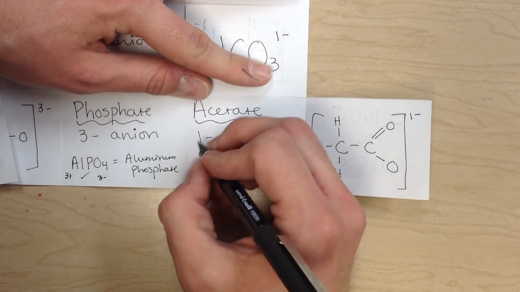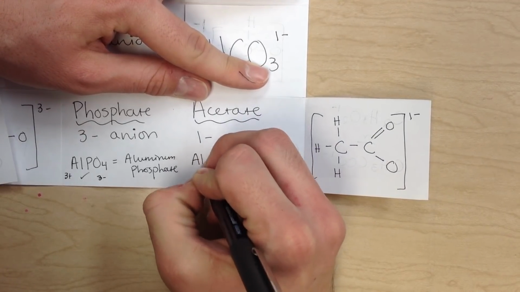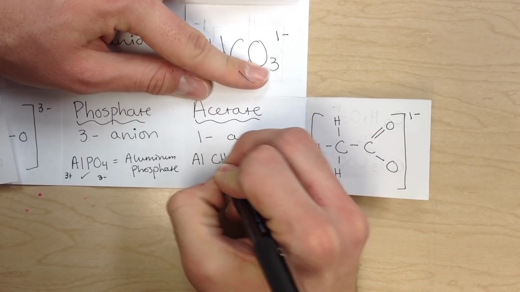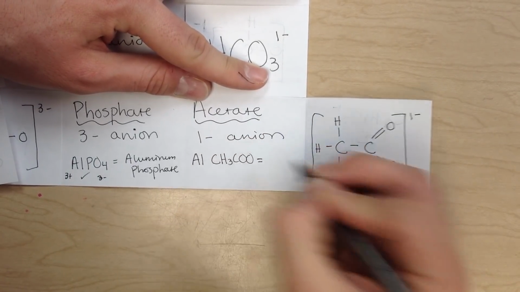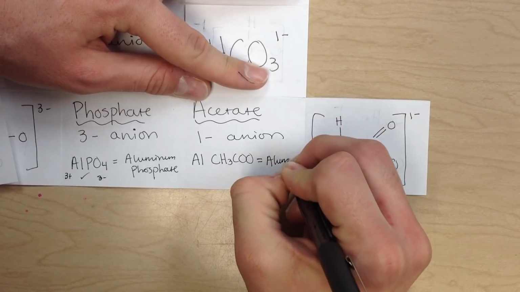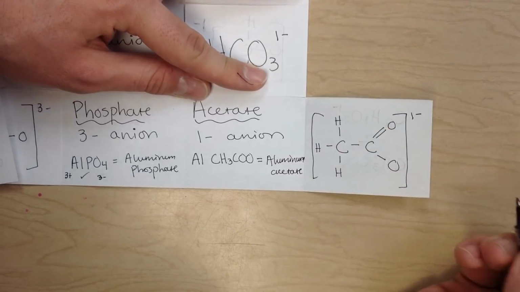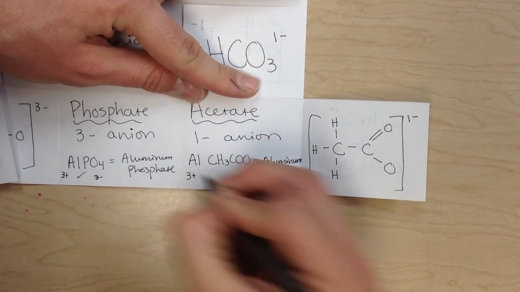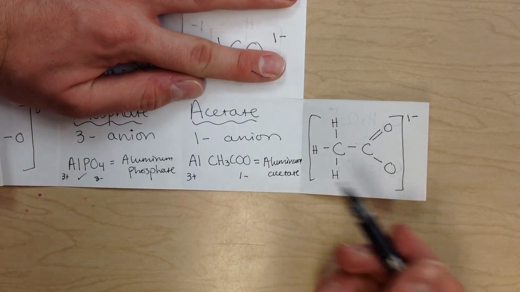And let's do, oh, let's make it serious. Al CH3COO. Okay. All right. This substance is aluminum acetate, but we're not done. I need to check my charges. 1 minus, aluminum has a 3 plus charge. I got that from the periodic table. This I got from here, obviously.